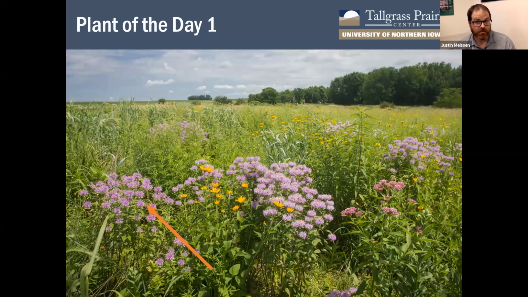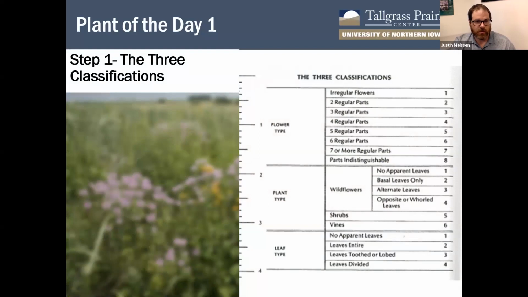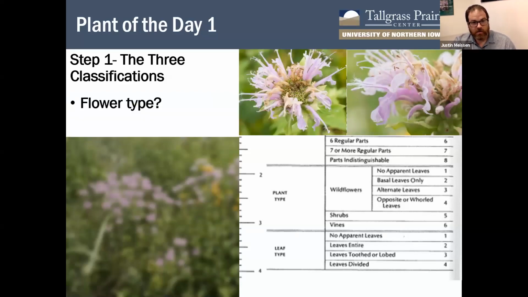Well, it's a good thing we have Nucums with us, so let's use that to figure out what this important plant is. So first thing we want to do is the three classifications. Remember, these are on the inside cover of Nucums. So we'll need to get closer to the plant, and we'll need to look at each of the main parts. So first are the flowers. So what kind of flowers do we have? I'm seeing irregular. The flowers themselves are only symmetrical in one way. They're not radially symmetrical, even though the flower head is made up of many symmetrical parts.